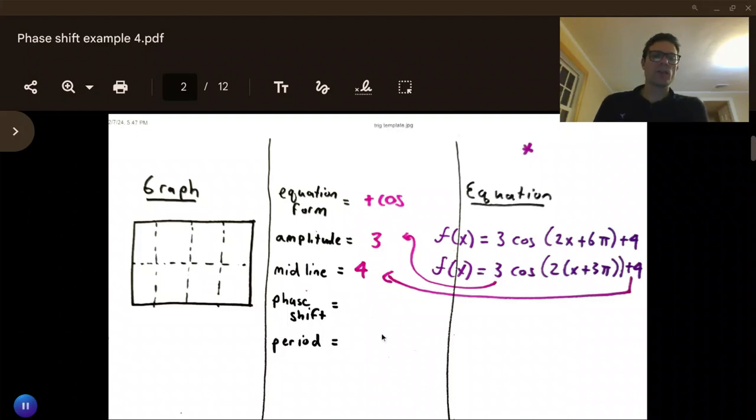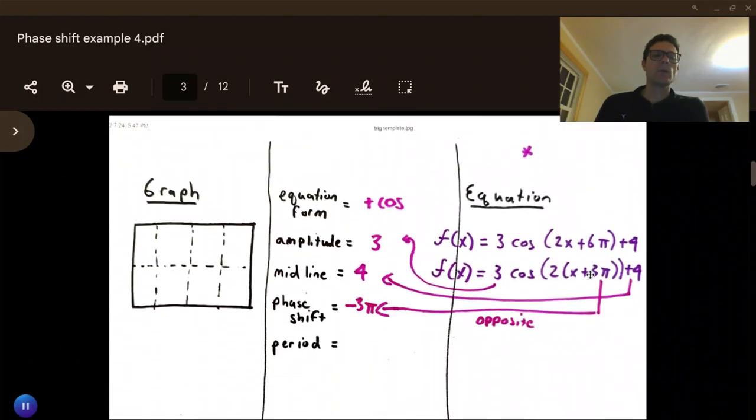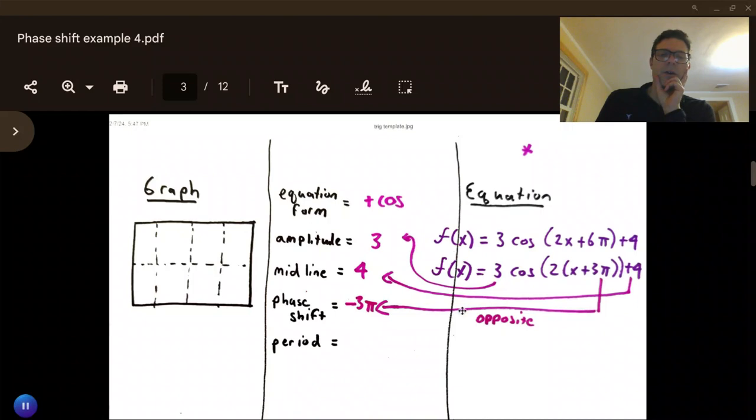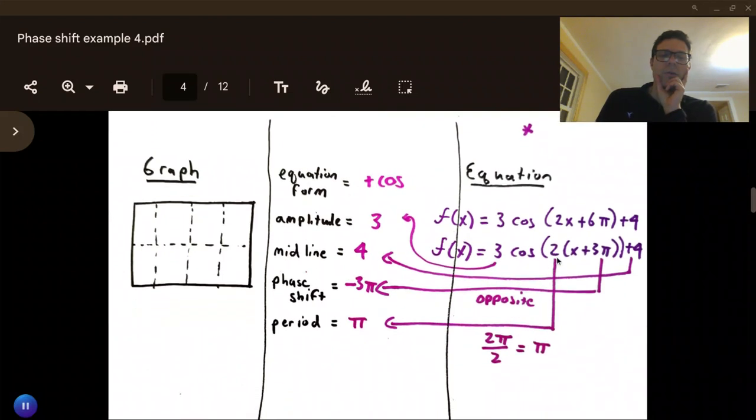We've got to get the phase shift and the period. Remember, the phase shift involves this number right here, and the only trick is that you have to remember to take the opposite. So this is a positive 3 pi, so the phase shift is going to be negative 3 pi. That means it's going to be left of the y-axis. Then we do the period, which involves this number 2. How we get the period is we take 2 pi and divide it by whatever number is here. So that just ends up being pi.